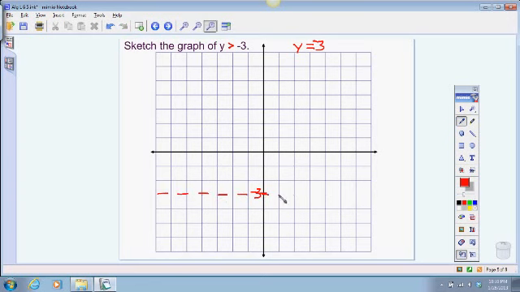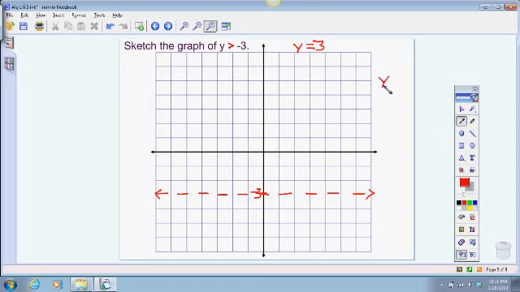I apologize for not making this more neat, but you get the idea. Okay, so we have a dashed line through -3. We've drawn our horizontal line. We've decided it's dashed because it's just greater than, kind of like an open circle. And now we have to decide which side of the line we are going to shade.